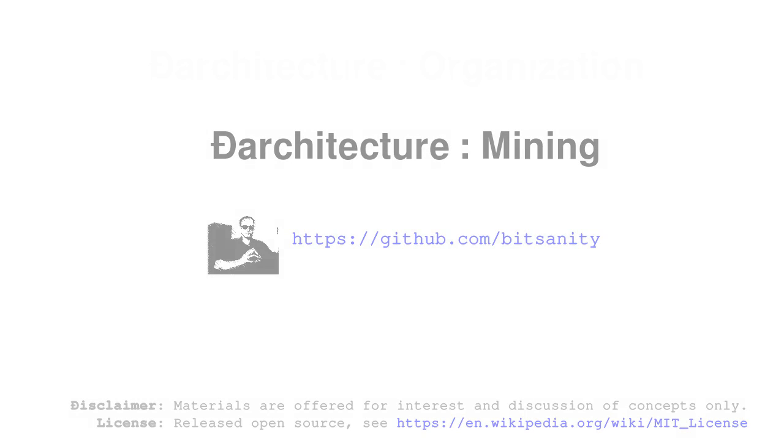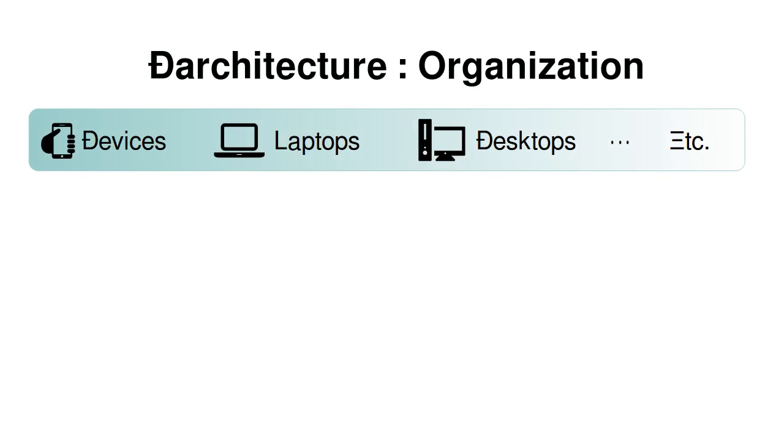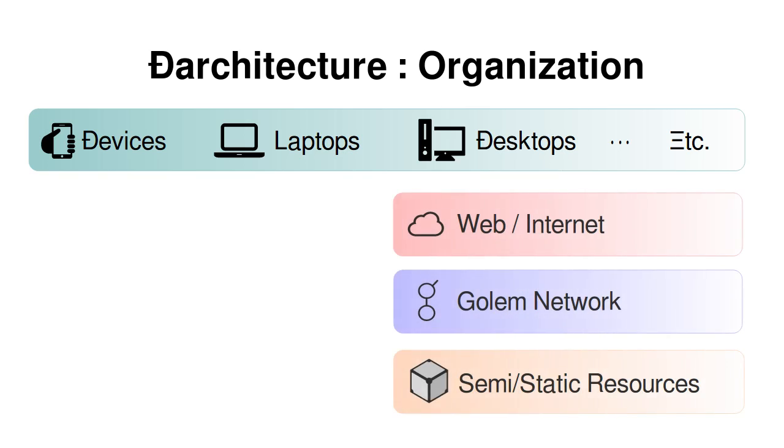Let's revisit a slide from the last video showing the software areas. We identified an external access layer that runs on the user's devices. Then we identified some web software, use of the Golem network for heavy processing, and interplanetary file system for serving semi-static resources like app releases.